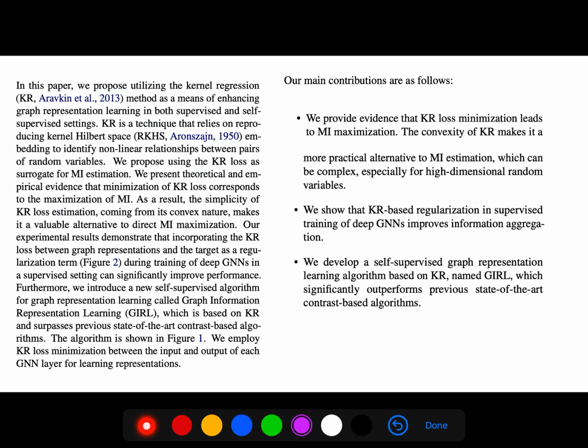So there are three contributions. We provide evidence that KR loss minimization leads to mutual information maximization. And the convexity makes it a more practical alternative to mutual information. And then they show that KR-based regularization improves information aggregation. Then they develop a self-supervised graph representation learning method named GIRL, which significantly outperforms previous state-of-the-art contrast-based algorithms.